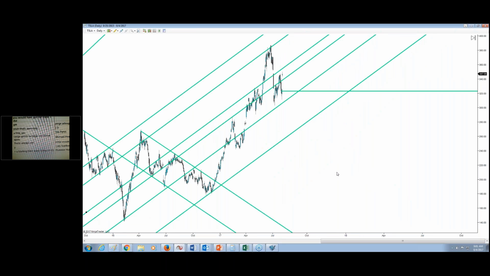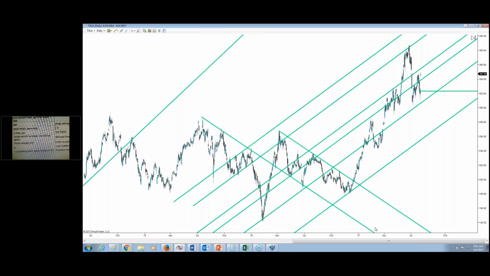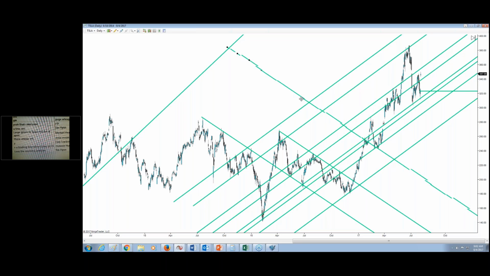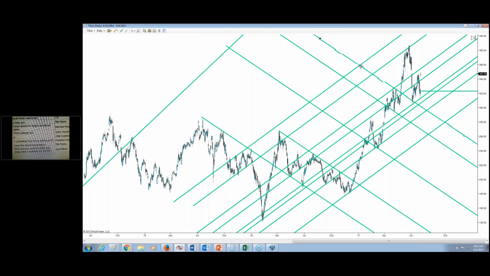There we go. Okay. This is what we did with our ES analysis, how we got those home base lines and all that wonderful stuff. And Tesla is no different.